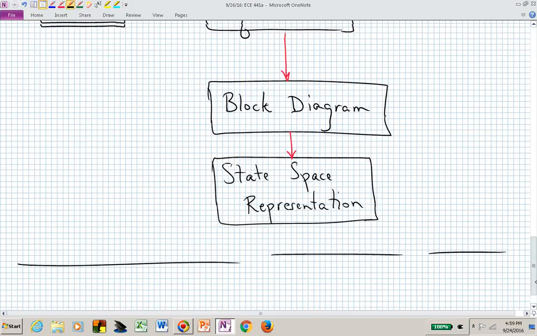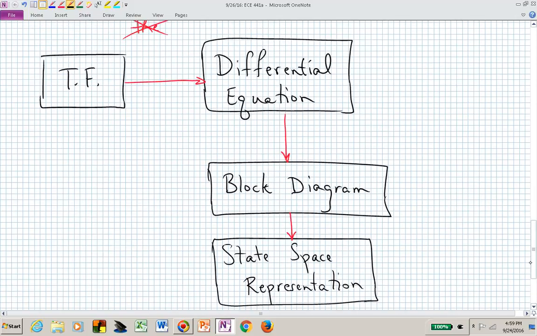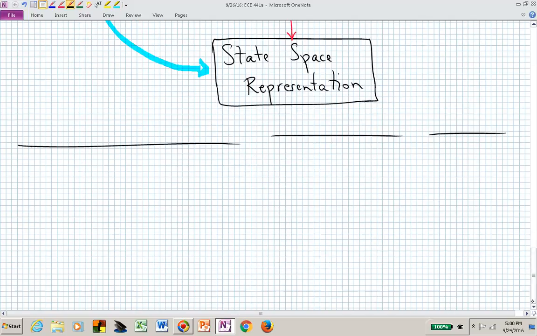And once we have this, then we can immediately, in a sense, jump over all of that and go from transfer function to state space, knowing where the parameters in our transfer function are relative to where they end up in this state space representation that we will develop today.